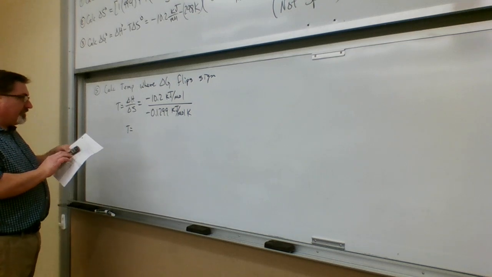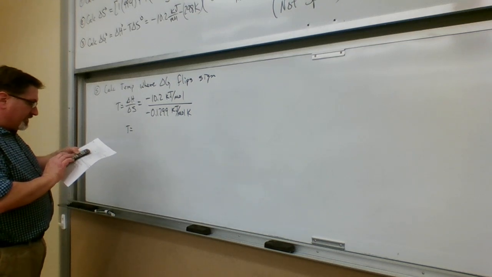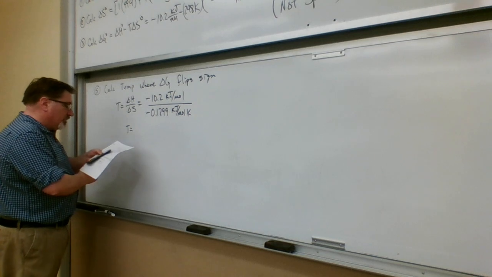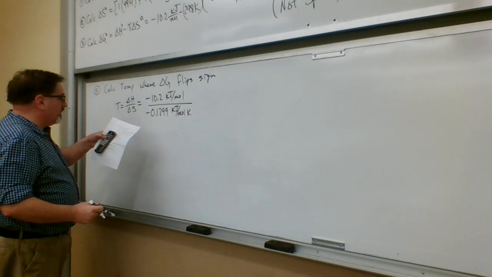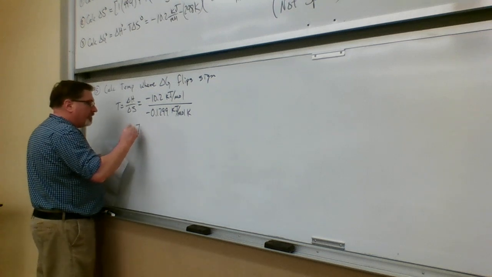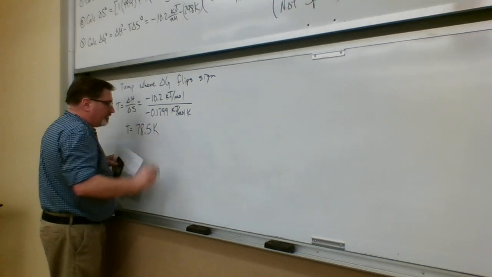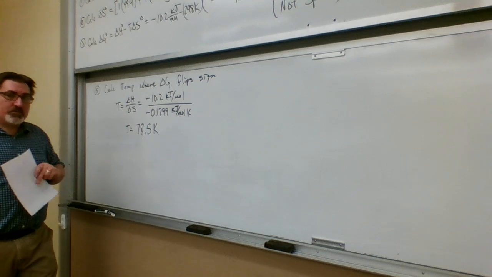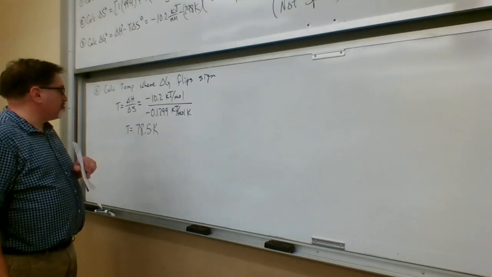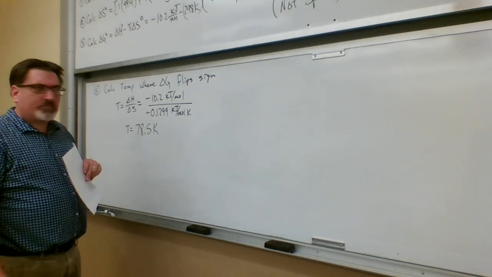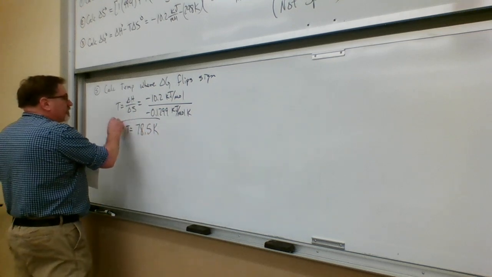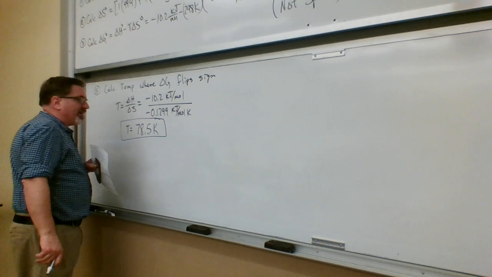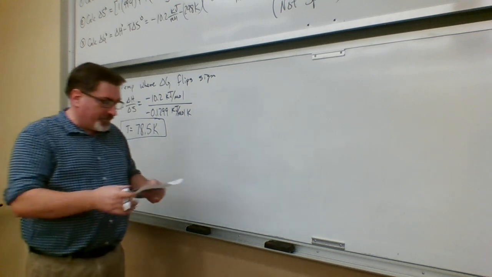So the temperature at which this flips spontaneity, we can calculate from that. 10.2, flip the sign, divided by 0.1299, flip the sign. So it flips spontaneity at 78.5 Kelvin. That's about dry ice temperature. Actually, it's colder than dry ice, quite a bit colder, actually. But if this reaction mixture cools down to 78.5 Kelvin, the spontaneity will flip.